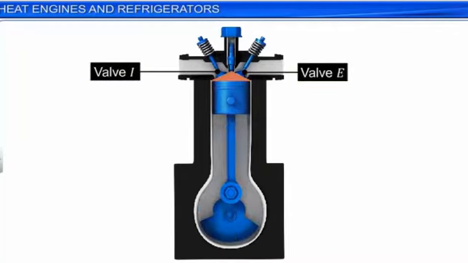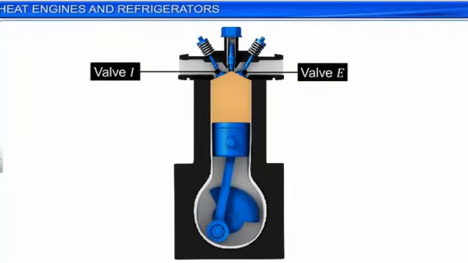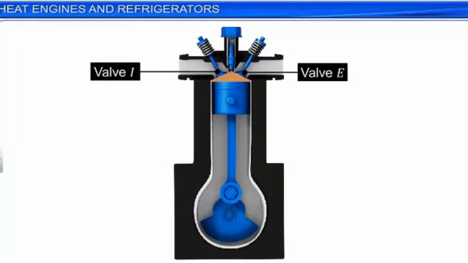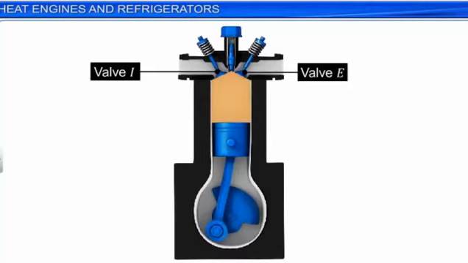The upward motion of the piston compresses the mixture of fuel and air to a high pressure, resulting in an increase in the temperature of the mixture to about 500 degrees Celsius. This motion of the piston is called the compression stroke.